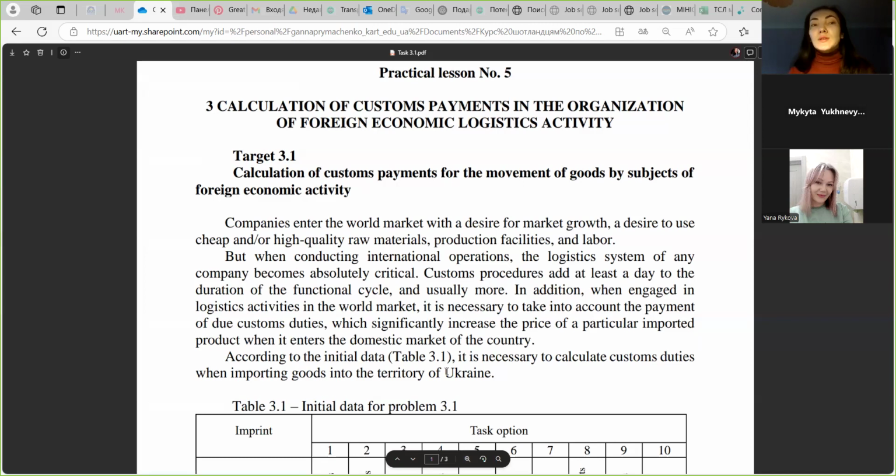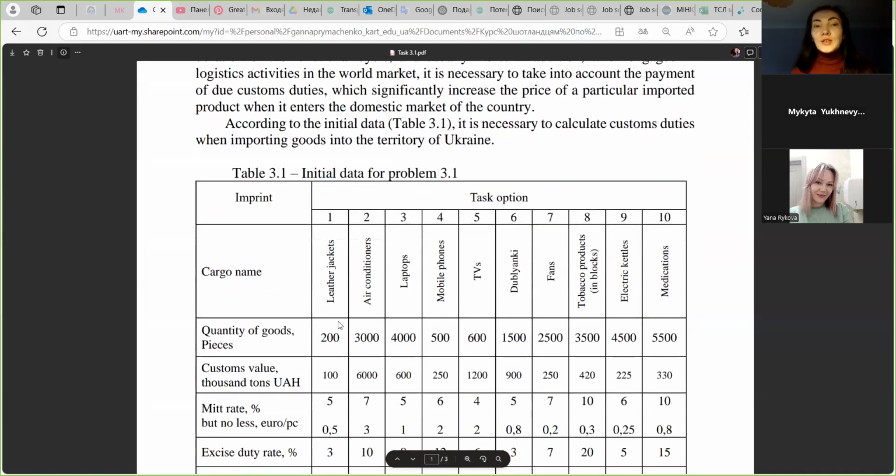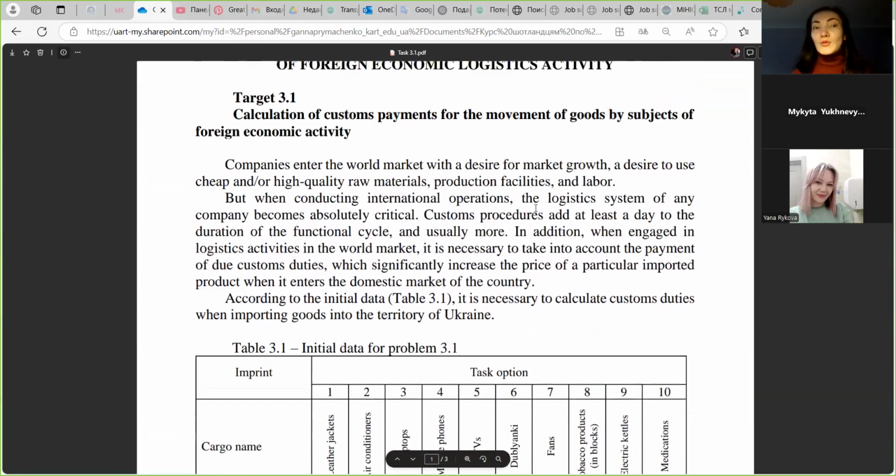Today we will start the calculation of customs payment for the movement of goods by a subject of foreign economic activity. When we buy some products, we have information in our table. It is, for example, leather jackets, air conditioners, laptops, and others. So these are products for which we can calculate how many pieces we could buy in another country and deliver to Ukraine, and understand how much cost we need to pay for it.